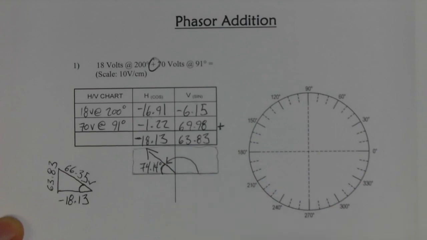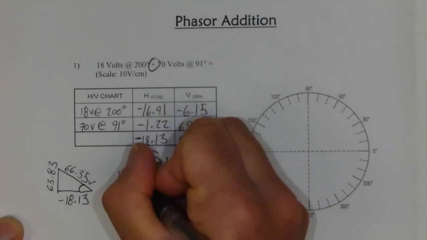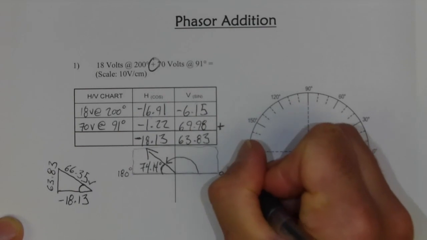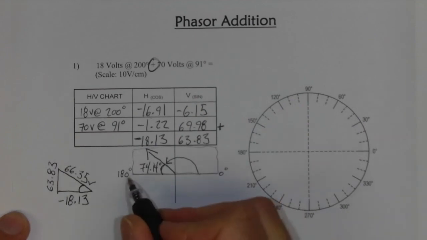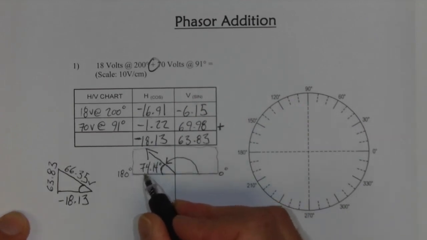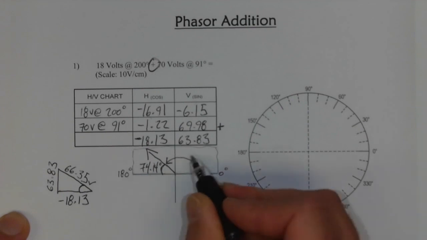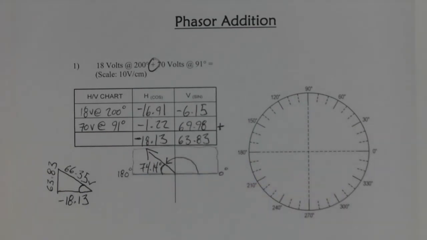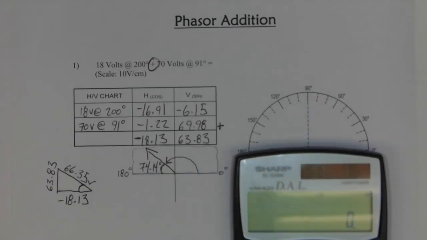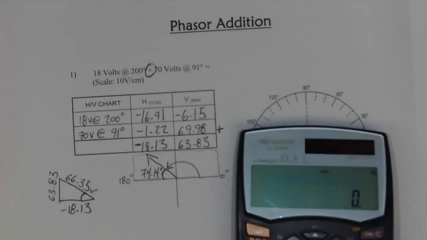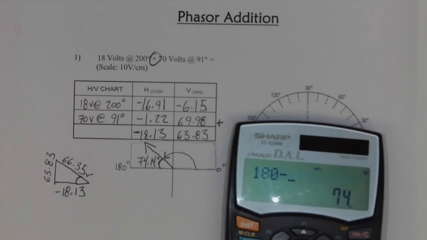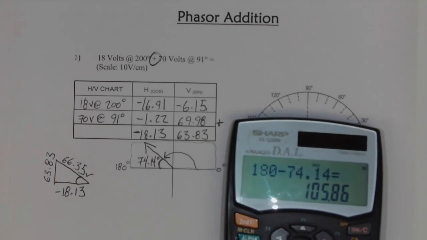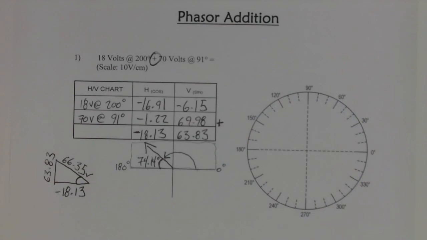That's not too bad. I mean, this is 180. This is 0 degrees. So in order for us to work out the angle, it's pretty straightforward. All we're going to do is subtract 74.14 from 180, and that would give us the remaining degrees, which is then our answer. So let's take a look. We've got 180 minus 74.14, 105.86.